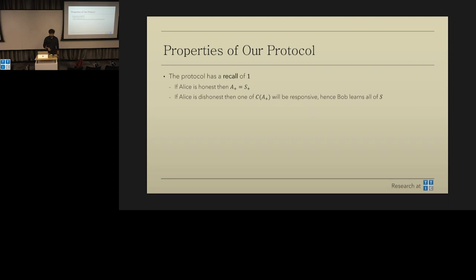Let's see. So there are two possibilities. Either Alice has honestly revealed all the relevant documents. If that happens, there is no question because we always reveal A plus to Bob. But A plus is S plus in this situation, the ground truth. Okay. And if Alice is dishonest, then one of the critical points that you have revealed will actually be responsive. And hence Bob will learn all of S by our scheme, right? Because even if we figure out that Alice has cheated on one of the points, we will reveal everything to Bob. That is what we plan to do.